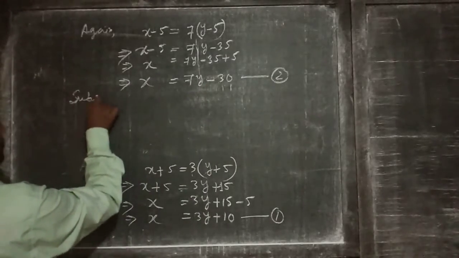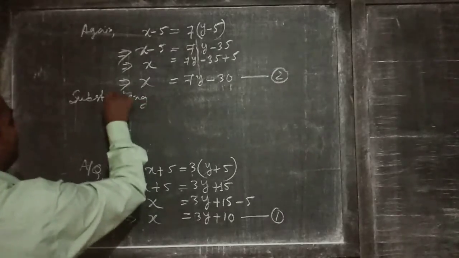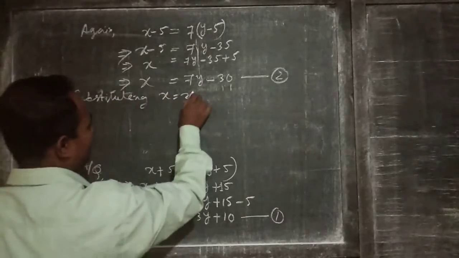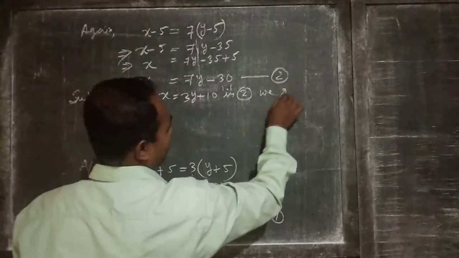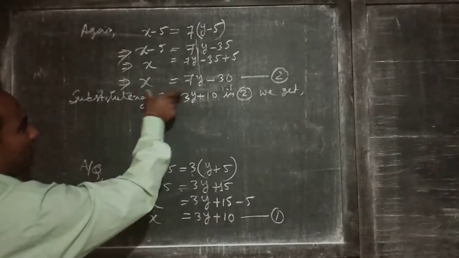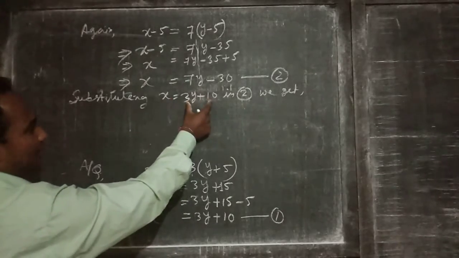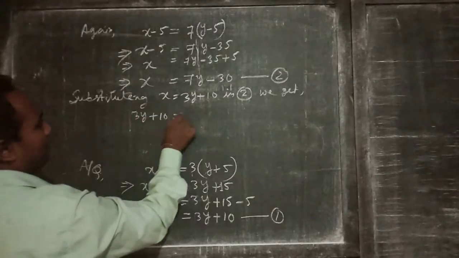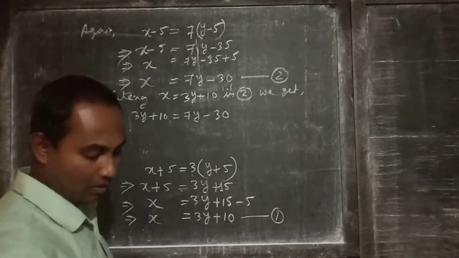Then what do we get? Substituting x equal to 3y plus 10 in equation 2. In equation 2 it is given that x equal to 7y minus 30. Here we have to put the value of x, 3y plus 10. Okay, and we get 3y plus 10 equal to 7y minus 30.